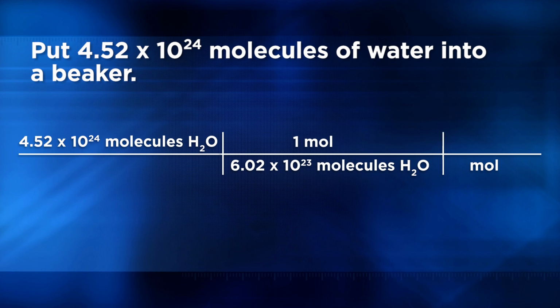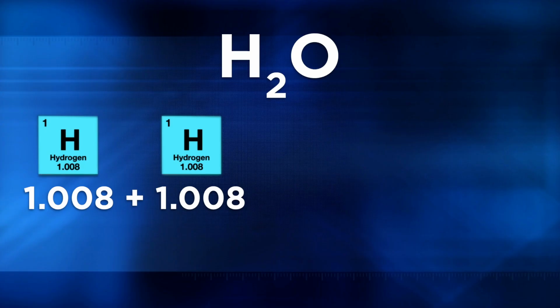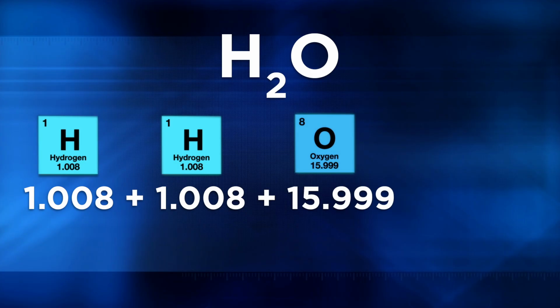Okay, so to calculate molar mass, we find the mass of hydrogen on the periodic table. It says that hydrogen is 1.008, so we'll need to double that for 2 hydrogens. And the mass of oxygen is 15.999, but we only need 1 of those. Okay, so when you add those together, you get 18.015 grams, the molar mass of water. We'll round that to 18.02.